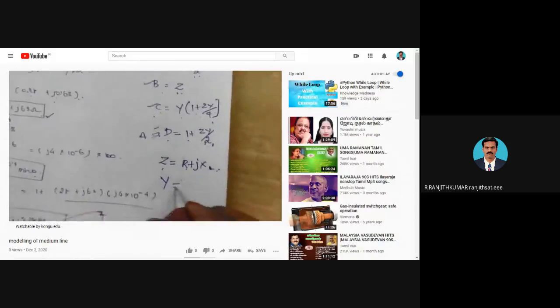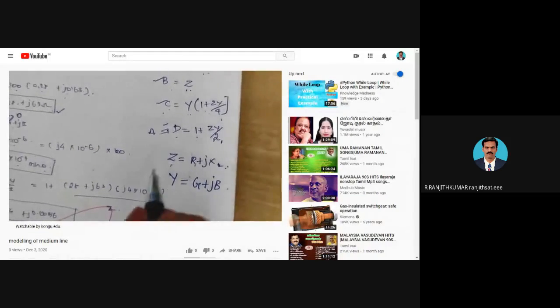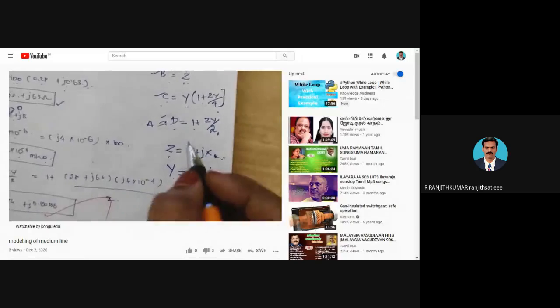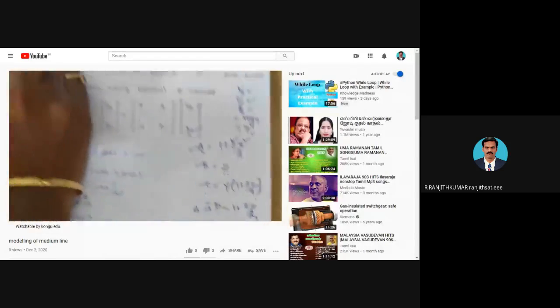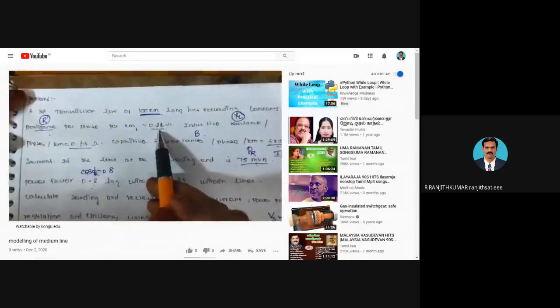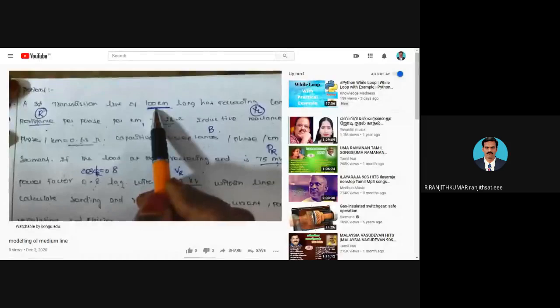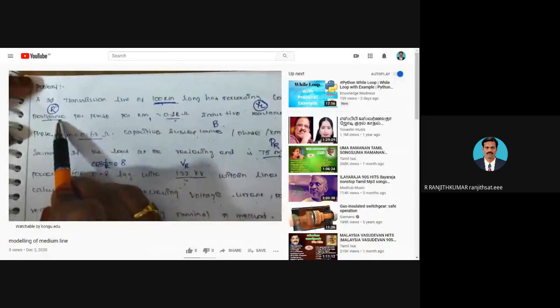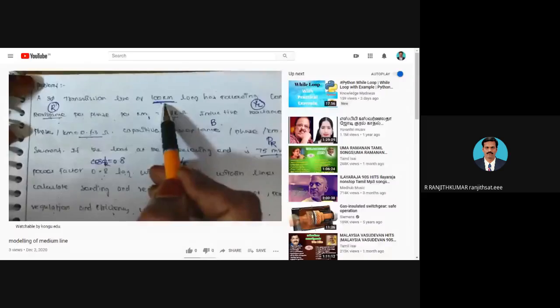Similarly, admittance Y is equal to G plus JB. Now, with the given data R and X, we have to calculate Z. If you see the question, resistance per phase per kilometer is 0.28. The length of the line is 100 kilometer. If I want to calculate resistance for the entire line, I have to put 0.28 into 100.